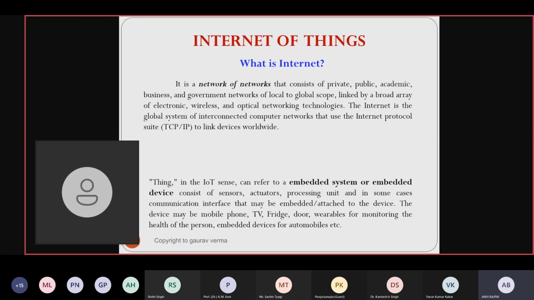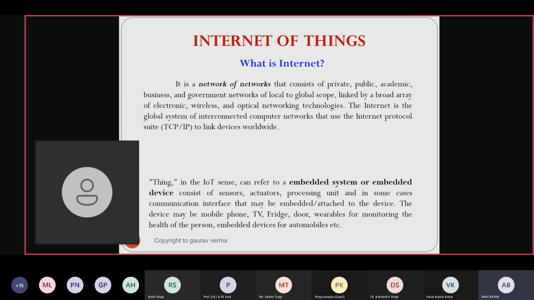And this is not a new thing. Some examples of embedded systems are the mobile phone, TV, fridge, door, and wearables, and soon you will see that all these things are becoming smart. We are in the era where we are seeing this development: previously there was a TV, and now we have a smart TV. Smart TV means there is already some internet feature there. You can connect your TV with the internet. So already some devices are equipped with this.